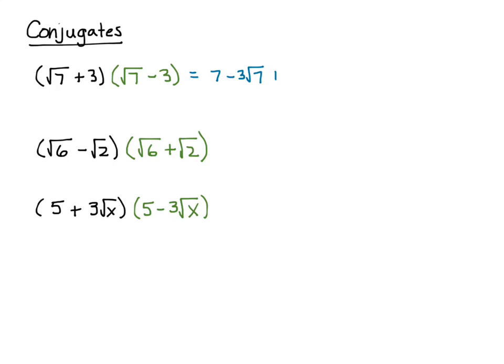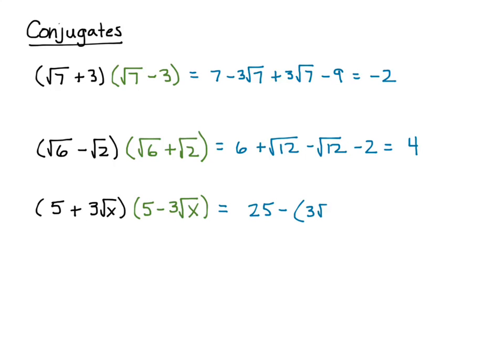So if we were to multiply these out the long way, I'd get negative 2 there. That negative 3 square root of 7 is canceled out by the 3 times the square root of 7. And then this one, worked out term by term, we get 4. And this last one, still work that out, it gets 25 minus 9x. Now let me explain this one a little bit more in detail. Okay, actually let me start here.